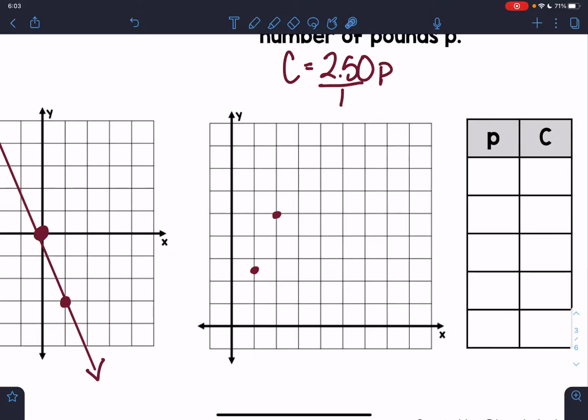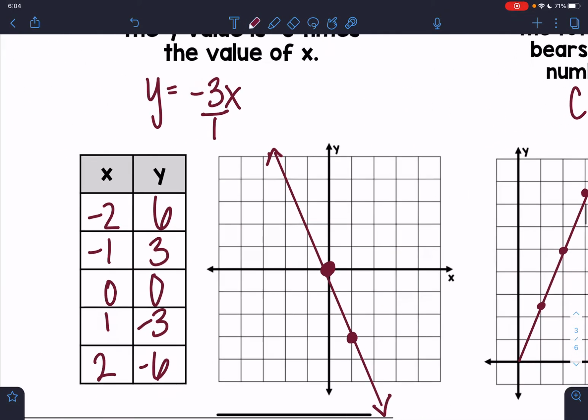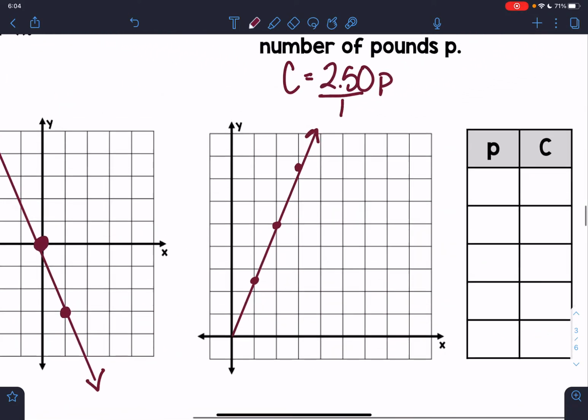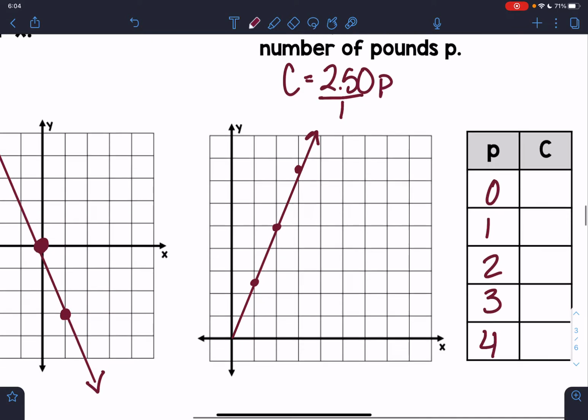Okay, so same thing, go up 2.5/1. Again, I just want to point out that all of our lines start at 0. So when I'm making my points, this graph does not have all 4 quadrants because we can't have negative pounds of gummy bears, right? That wouldn't make sense. So all of our numbers are going to be positive. So instead of choosing like -2, -1, 0, 1, 2, I'm just going to do 0, 1, 2, 3, 4. I want all my numbers to be positive, okay?